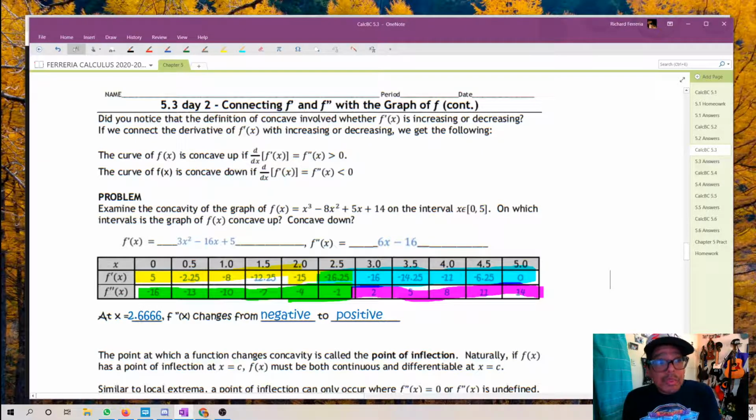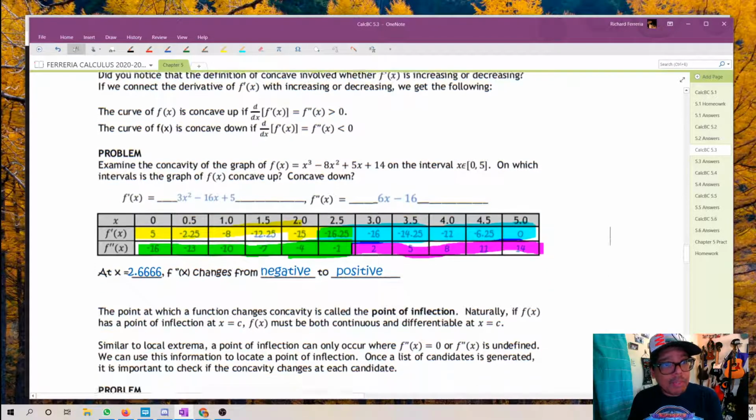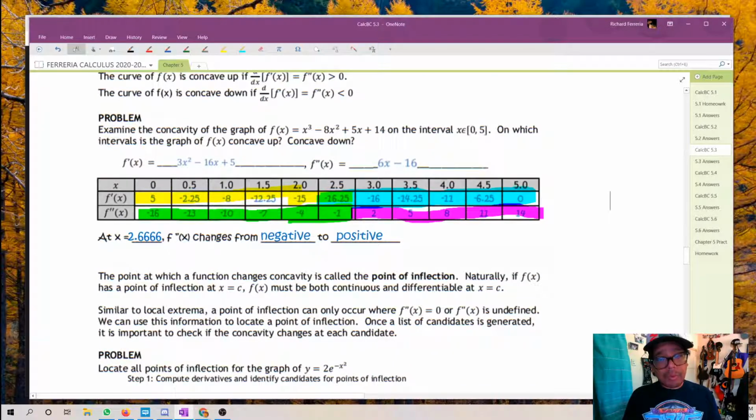So at x equals 2.6666, well, 2 2/3 really, f double prime is going to change from negative to positive. And like we said earlier, that's going to be a special point. That place where the function changes concavity is called the point of inflection. So if f of x has a point of inflection at x equals c, well, f of x needs to be both continuous and differentiable.